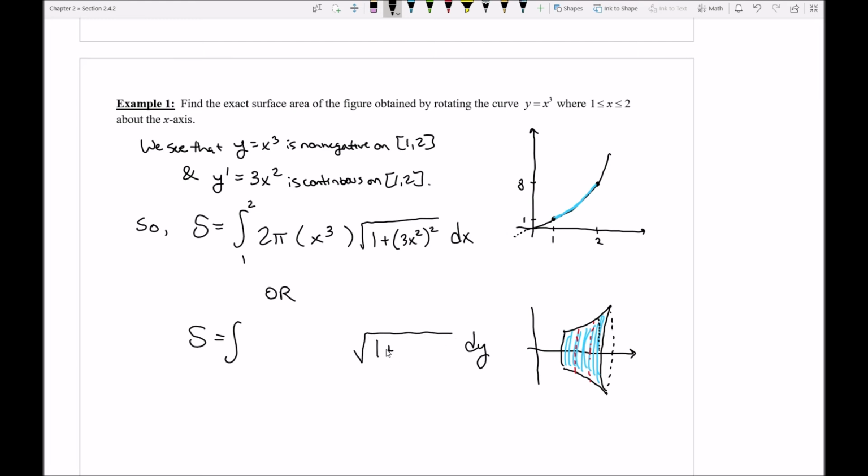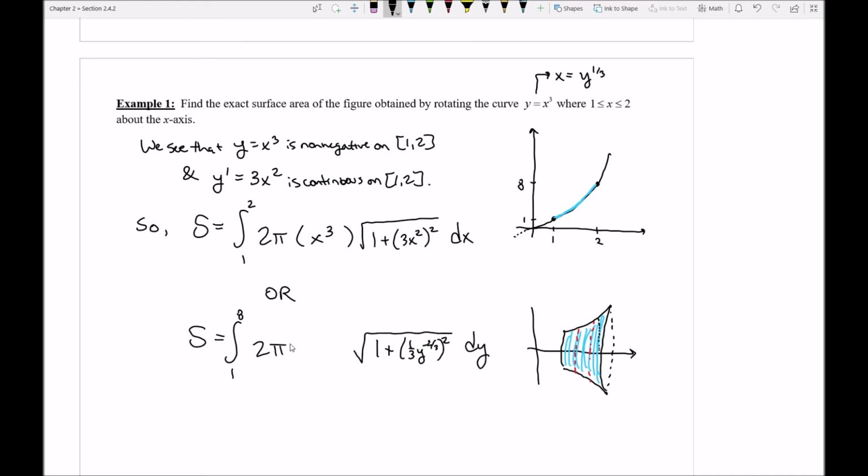Remember that if I'm going to do this, I need to change my curve to look like an x equals function. So to do this, I could say that x is equal to y to the 1/3. And if I do that, the derivative of x would be 1/3 y to the negative 2/3. And I could also state that I'm working in the y direction on the interval from 1 to 8. So now I've swapped over my arc length portion.